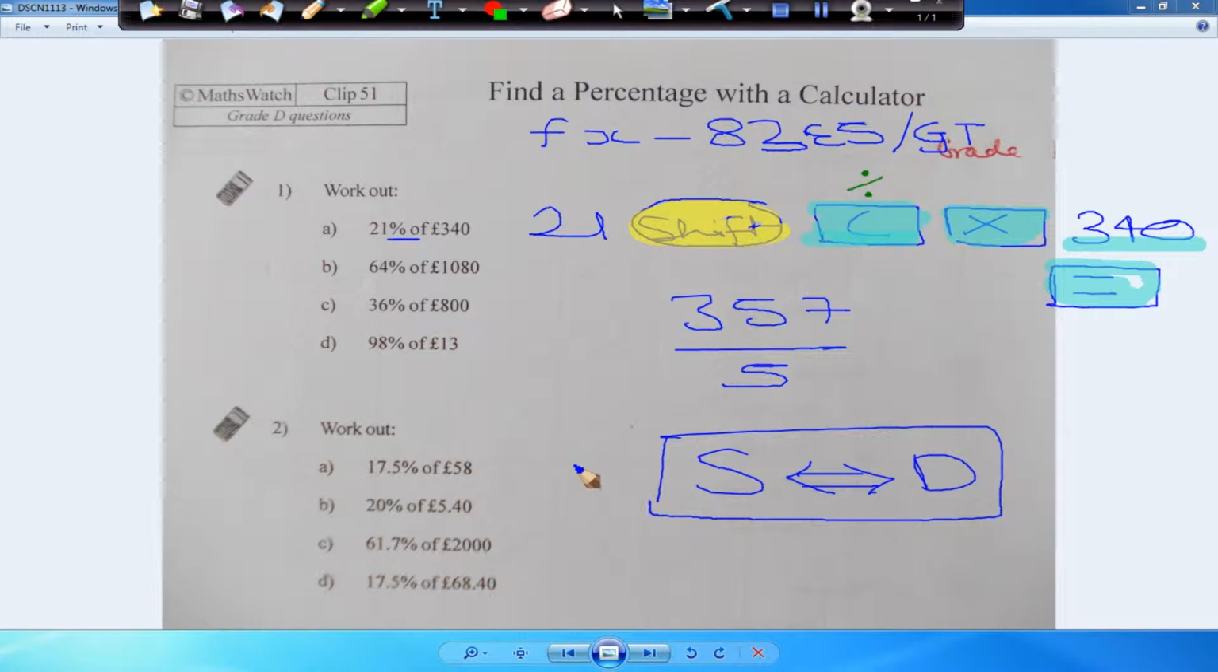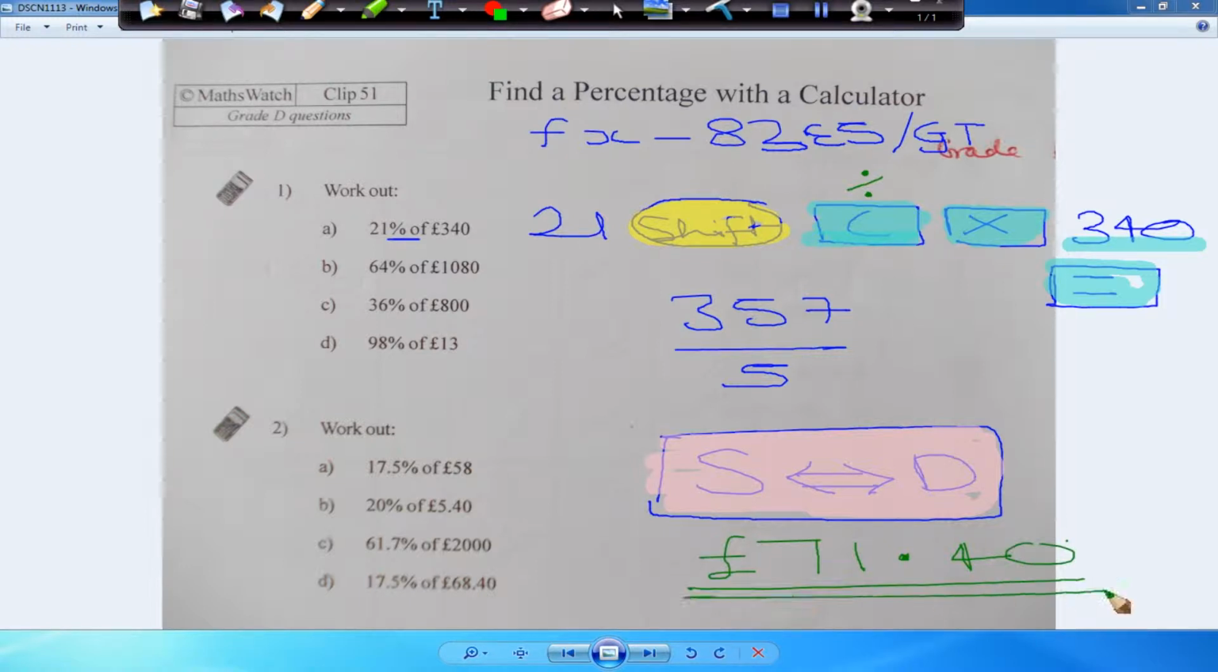It is situated right next to the M plus button. That's the button you've got to press. And what does it do? It changes the 357 over 5 into what? A decimal. Into a decimal. Okay, let's press that now on my calculator. And I get a final answer of 71.4 pounds, or £71.40 to be correct.